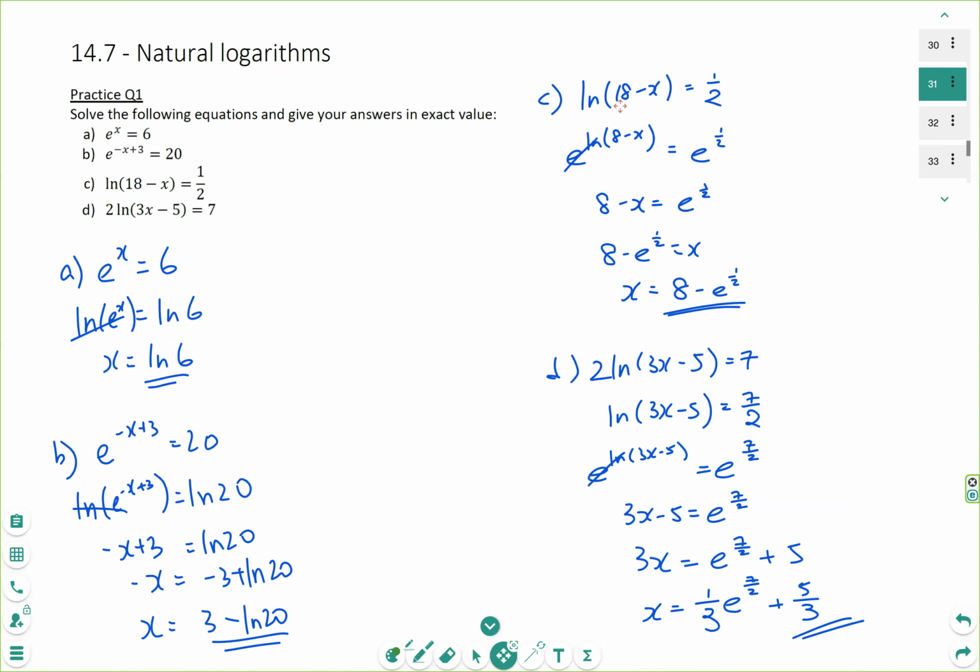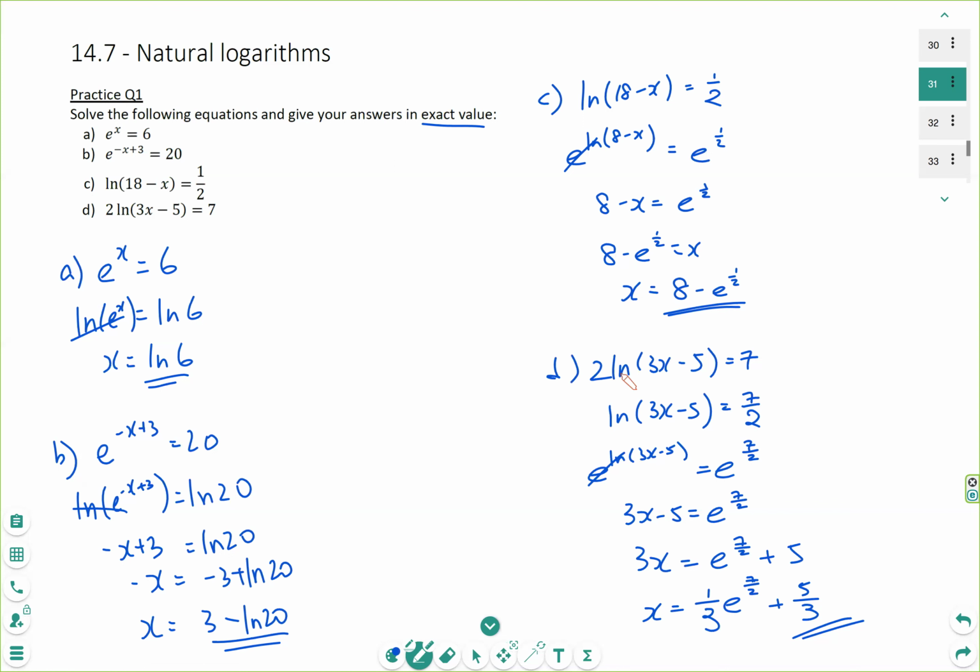Question C. If we have ln of 8 minus x, to get rid of ln, we put it as a power of e, then e and ln cancel out. It becomes e to the power of a half, and then we get 8 minus x equals e to the power of a half. Again, we didn't use a calculator because we want the exact value. Exact value means if you put it in a calculator and get a decimal, that's not exact. So leave it like it is, and then make x the subject, and I get this answer.